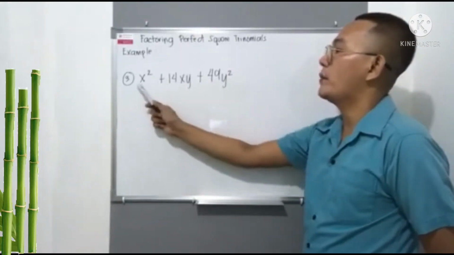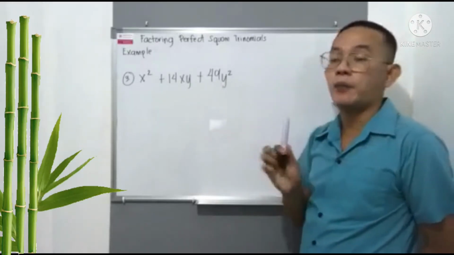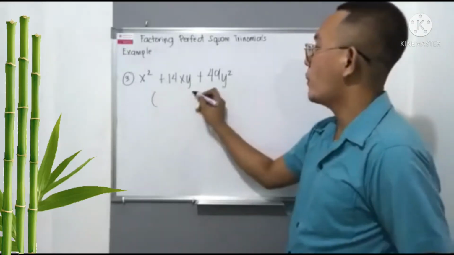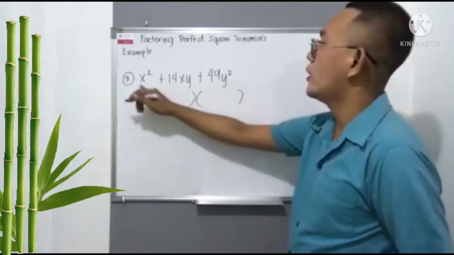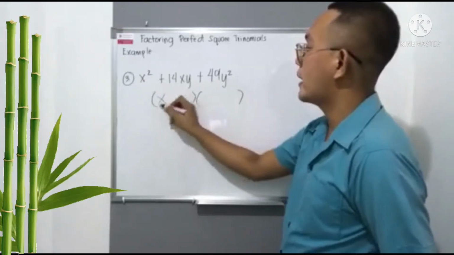Given number 3, we have x squared plus 14xy plus 49y squared. Observe natin yung first term natin. First term is a perfect square, and last term is also a perfect square. Kaya proceed tayo ngayon ng factoring. So, gawa tayo ng dalawang parentheses. Kunin natin ang root ng first term. Ang first term, root ay x times x.